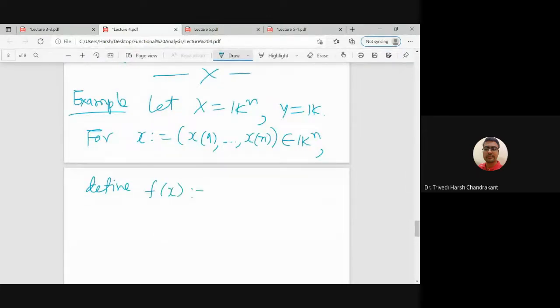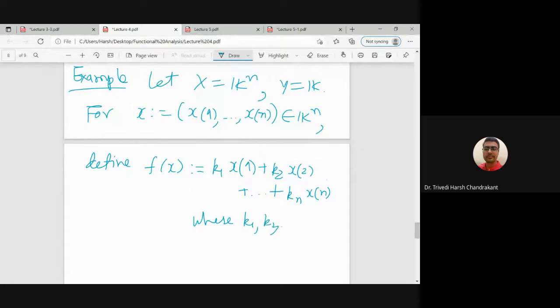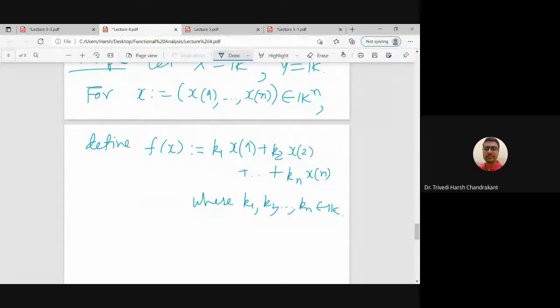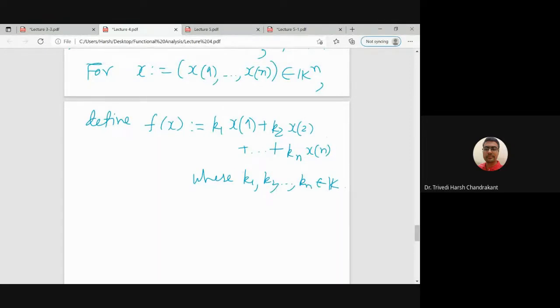f(x) as k1 x1, that is the first coordinate, plus k2 x2, and the last coordinate is kn xn, where k1, k2, kn are some fixed numbers, either real or complex, elements of K. So then it is easy to see that f is a linear function, because f is a function from K^n to K.